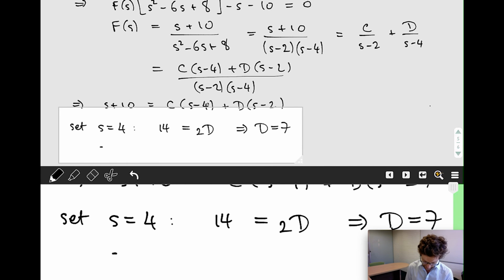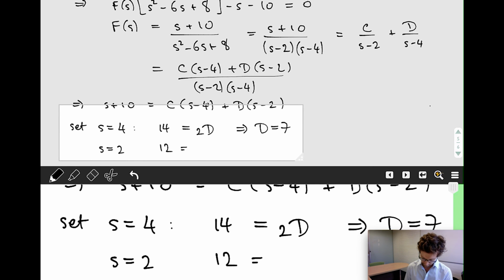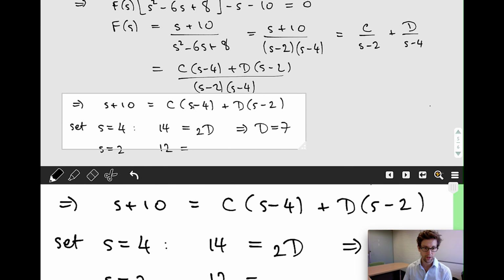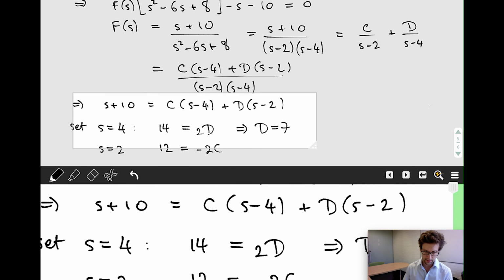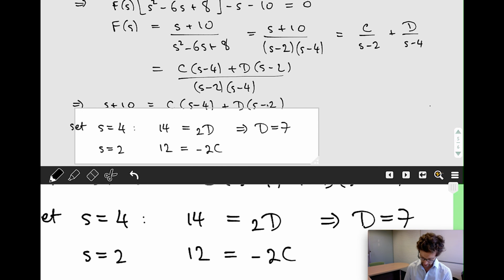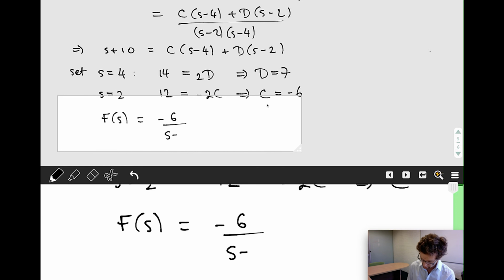If I set s equal to 2, I get s plus 10 equal to 12. And that's equal to C times 2 minus 4, so that'll be minus 2 times C. And I get D times 2 minus 2, which is 0. So I get C equal to minus 6. So my function big F of s is now equal to minus 6 over s minus 2 plus 7 over s minus 4.